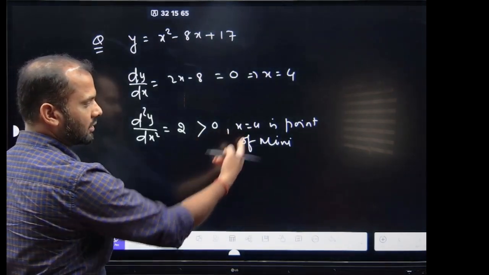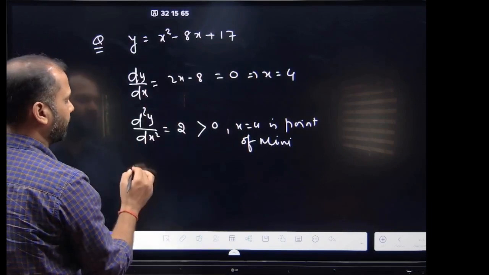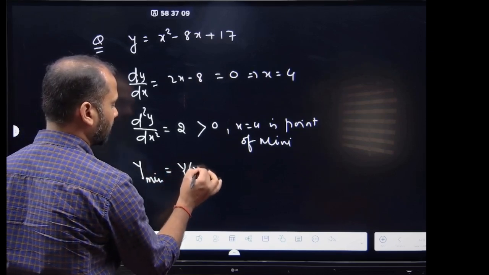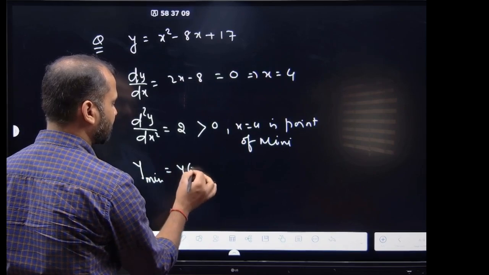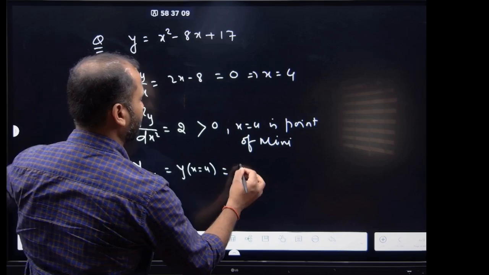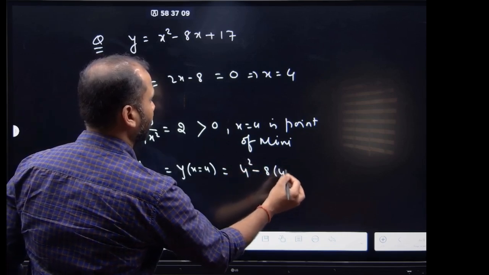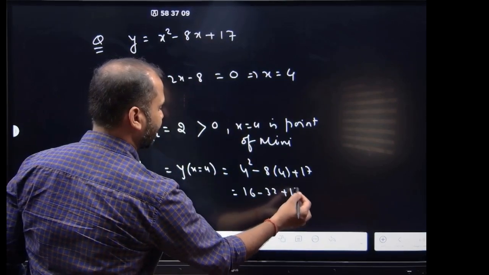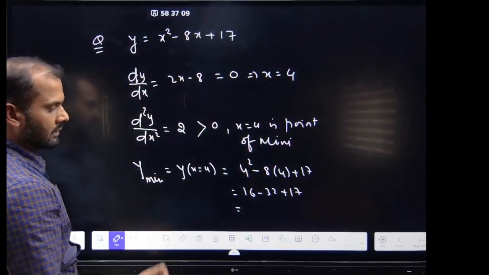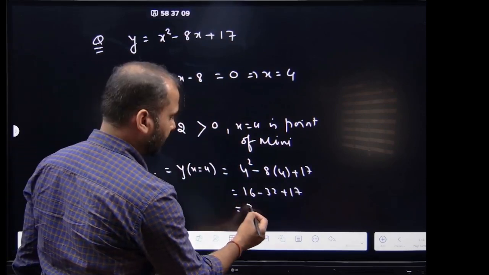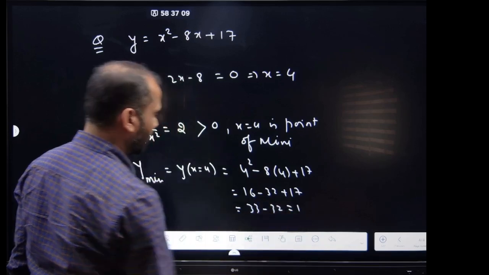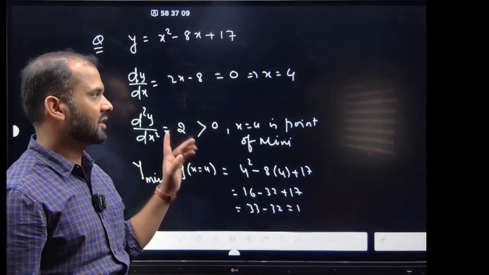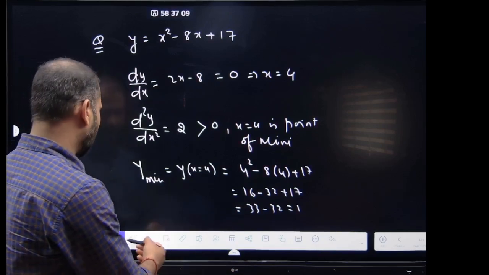Once you know that x is equal to 4 is a point of minima, what is the minimum value? So, y minimum I want to calculate. How to calculate? Y at x is equal to 4. So, put x is equal to 4 here. So, 4 square minus 8 into 4 plus 17. What will it be? 16 minus 32 plus 17. If you add, how much will it be? 33, I think, correct? 33 minus 32, 1. So, 1 is the minimum value of this expression, correct? So, what is the minimum value of this expression? 1.